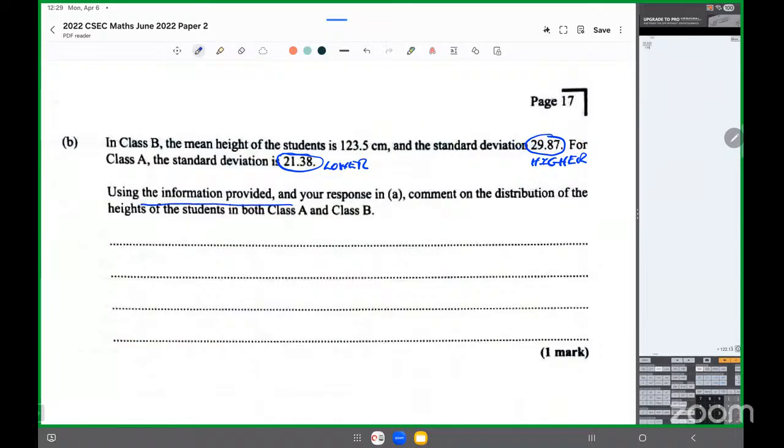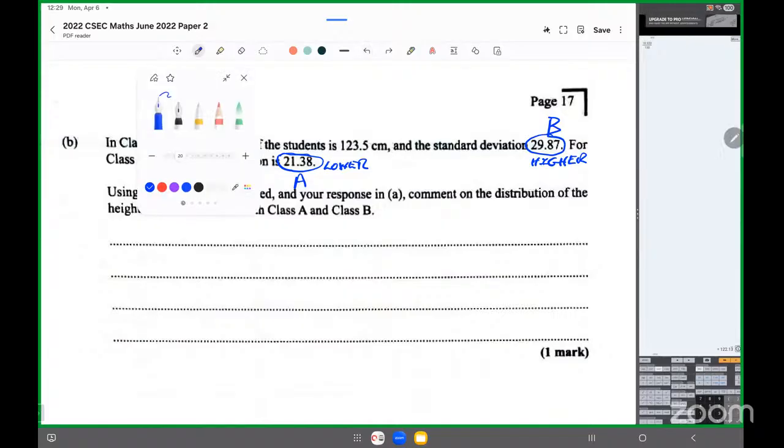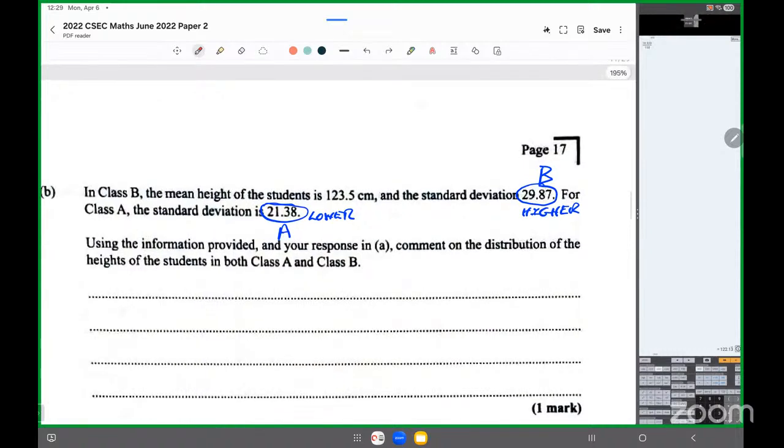The question says, use this information to provide a response to comment on the distribution of the height of the students in class A and class B. Now, this is class B, right? And this is class A. So the class B students have a wider spread from their mean height compared to class A. Or if you're using class A as a reference, the height of the students in class A is more closely spread because it is a lower value. So this is a wider spread. Let's write it down here. So this will have a wider spread. And this is a closer spread.